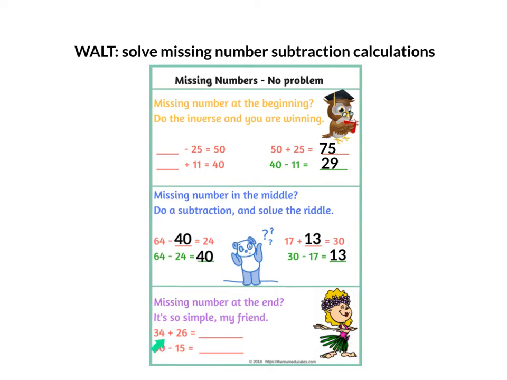34 plus 26, so I personally prefer splitting the number, partitioning. So 30 plus 20 is 50, and 4 and 6 is 10, so my answer would be 60. And for the bottom calculation, I'm going to use partitioning as well. I'm going to keep the 50 as it is. 50 is my starting number, and I'm going to first take away my tens and then take away my units. So 50 take away 10 is 40, and then I'm going to take away my 5, so 40 take away 5 would be 45.